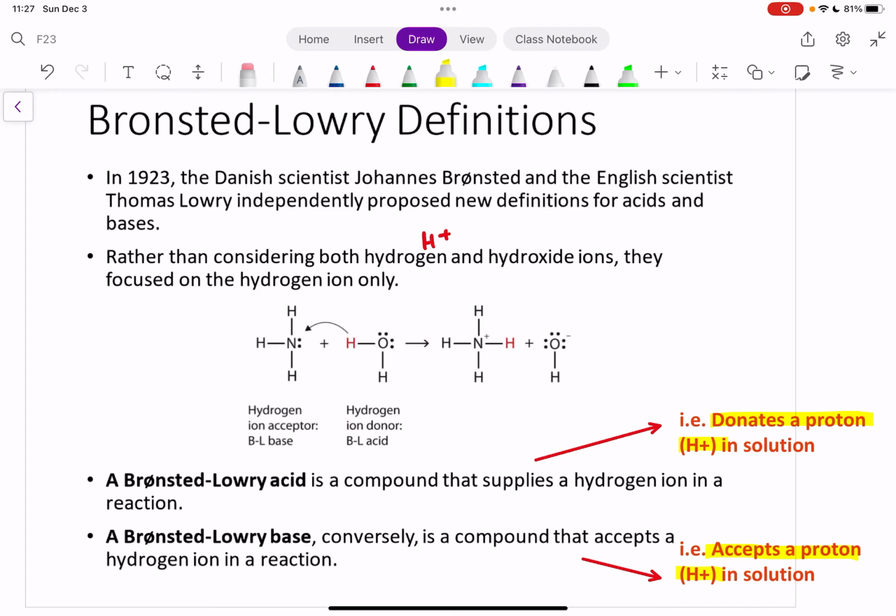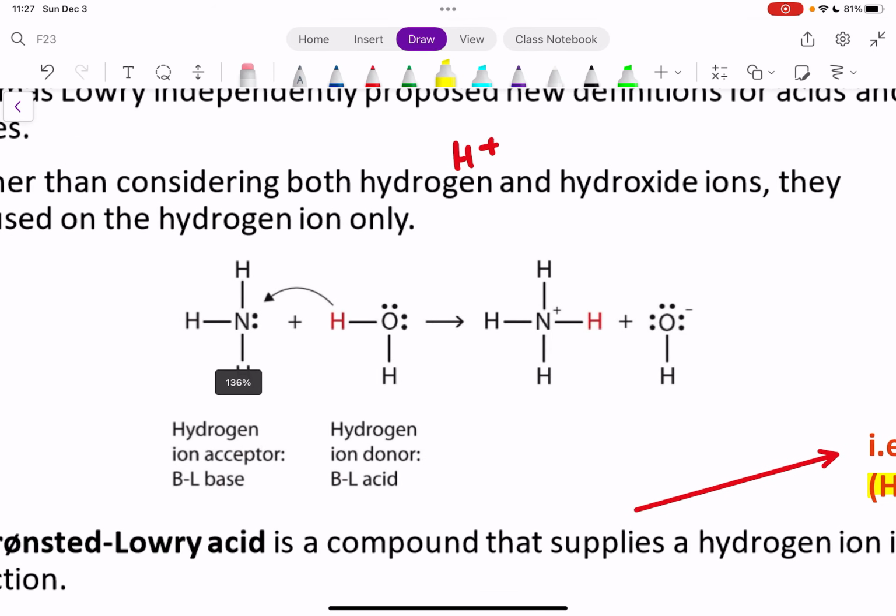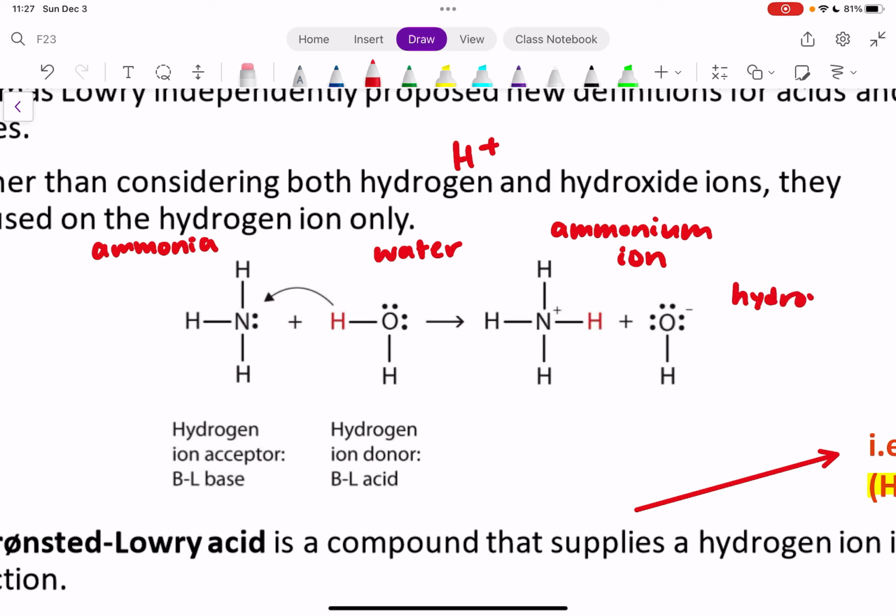So what do I mean by this? Let's take a look at this reaction here. And you'll notice we have ammonia. This is ammonia, right? NH3 reacting with water to produce the ammonium ion, right? NH4 plus, the one cation polyatomic ion that I wanted you to memorize, and OH minus, or hydroxide.